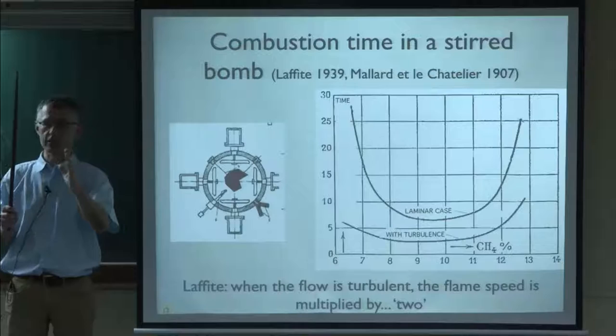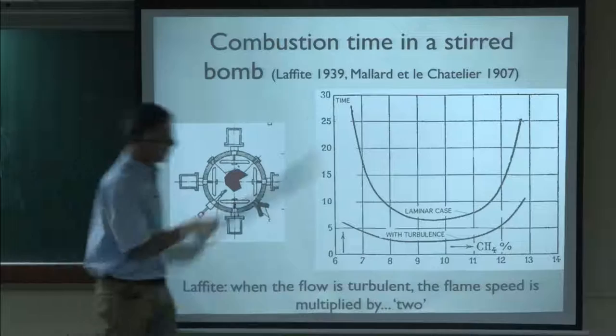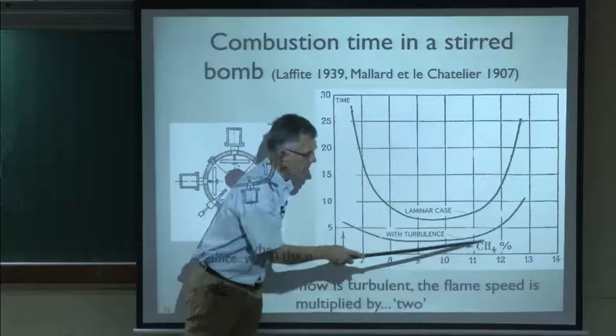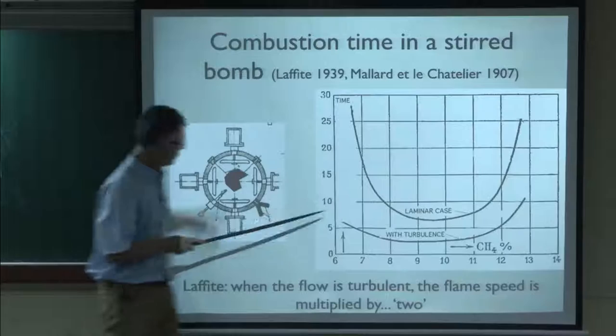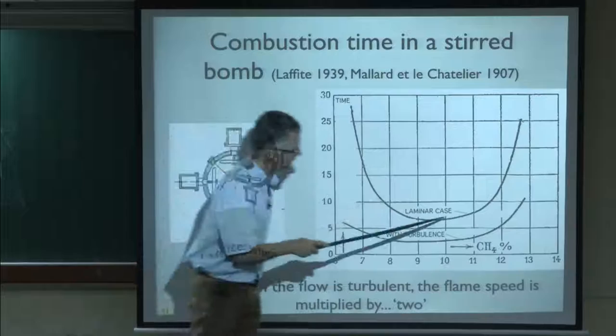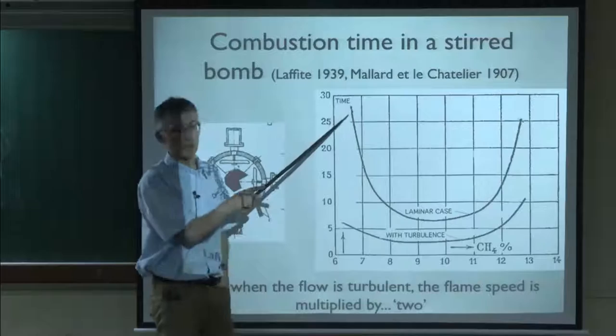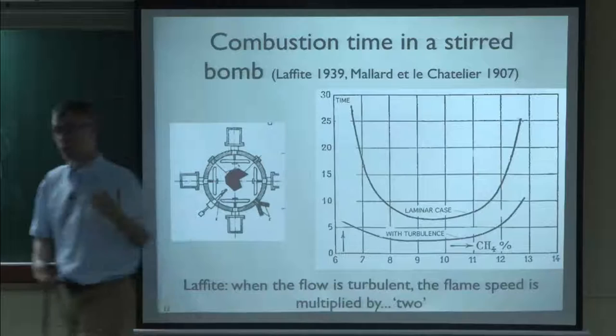And you would plot the combustion time here in milliseconds as a function, for example, of the composition. This is a result obtained in 1910 or something like this. It's reported in the book of Lafitte in 1939. When you have a quiescent flow initially, this is the combustion time you have. It is minimum at stoichiometry, and it goes up here, and when you reach flammability limits, it is infinite. Okay, makes sense. And what these guys recognized, even 100 years ago, is that if the flow is moving, then it's different.